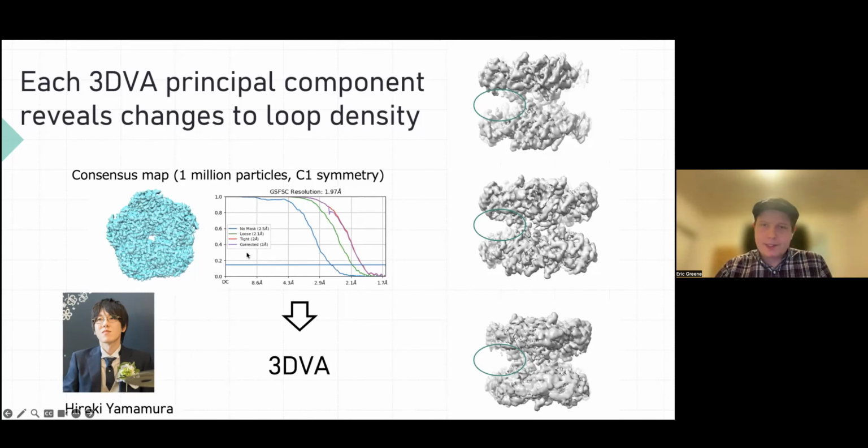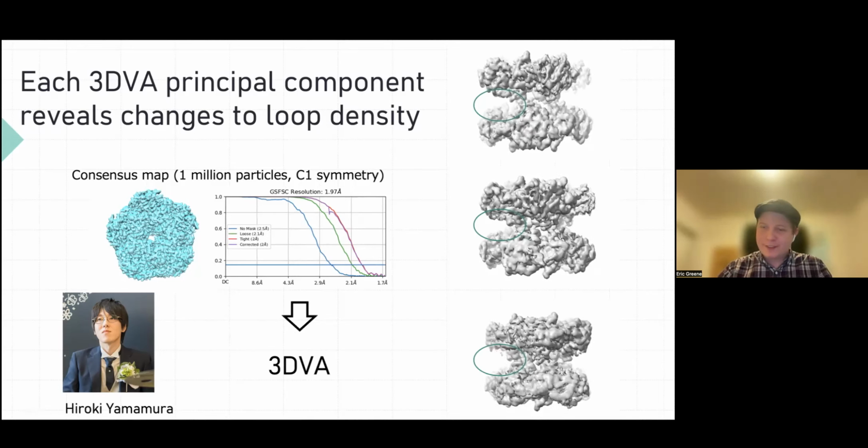To start this, we just started with the very first data set that I presented at UCSF. It was a large data set, so we ended up with 1 million particles in a consensus map. With C1 symmetry applied, we had about a 2 angstrom resolution. We fed this into the built-in 3D variability analysis in CryoSPARC, honestly, a little naively, just to see what we could see.